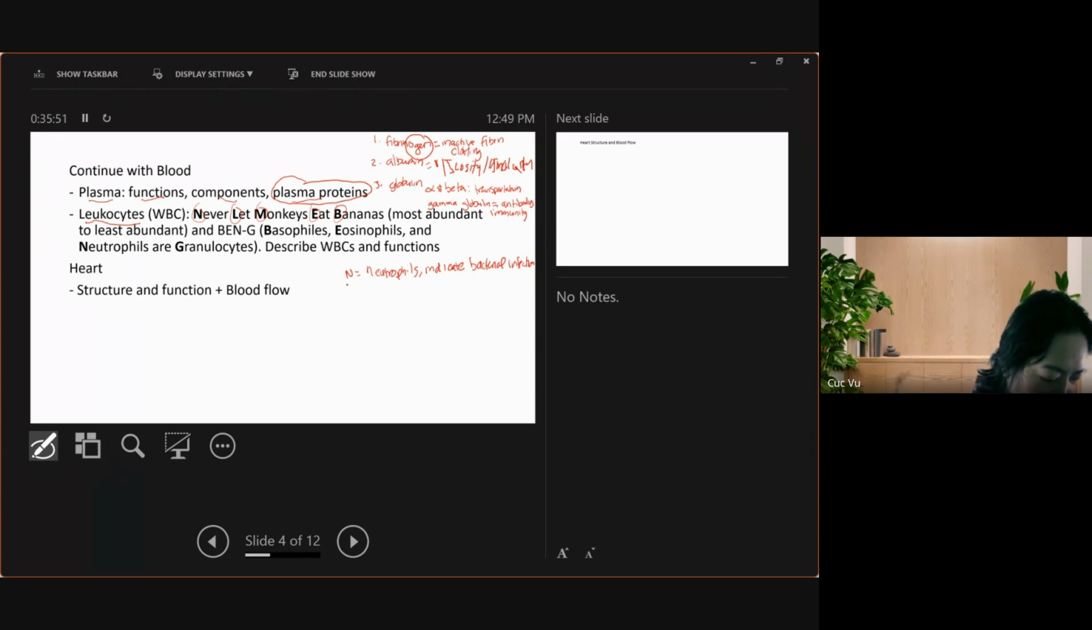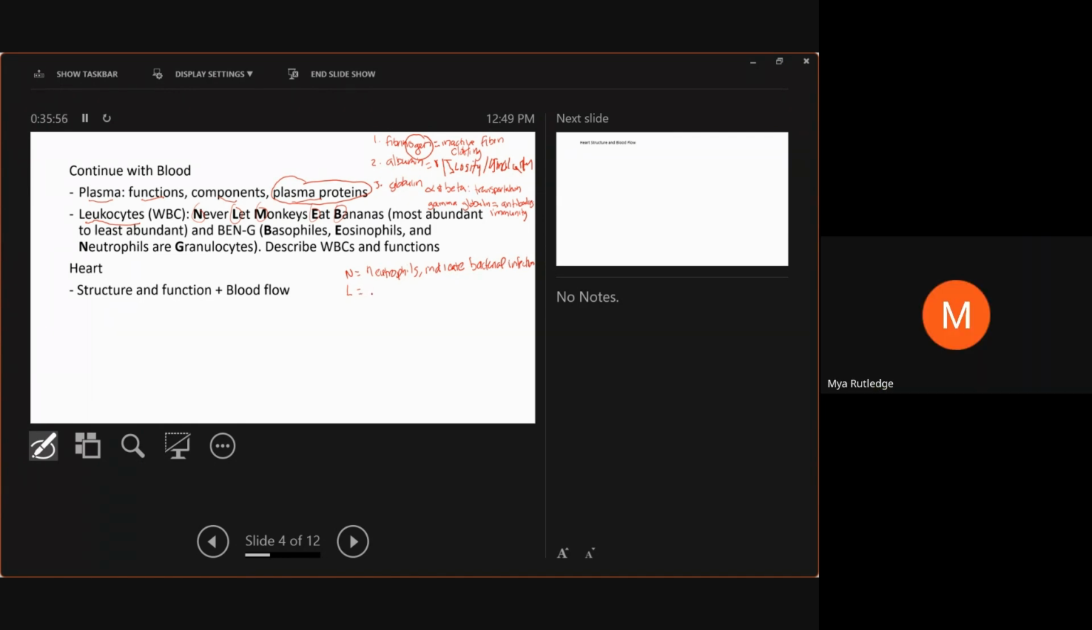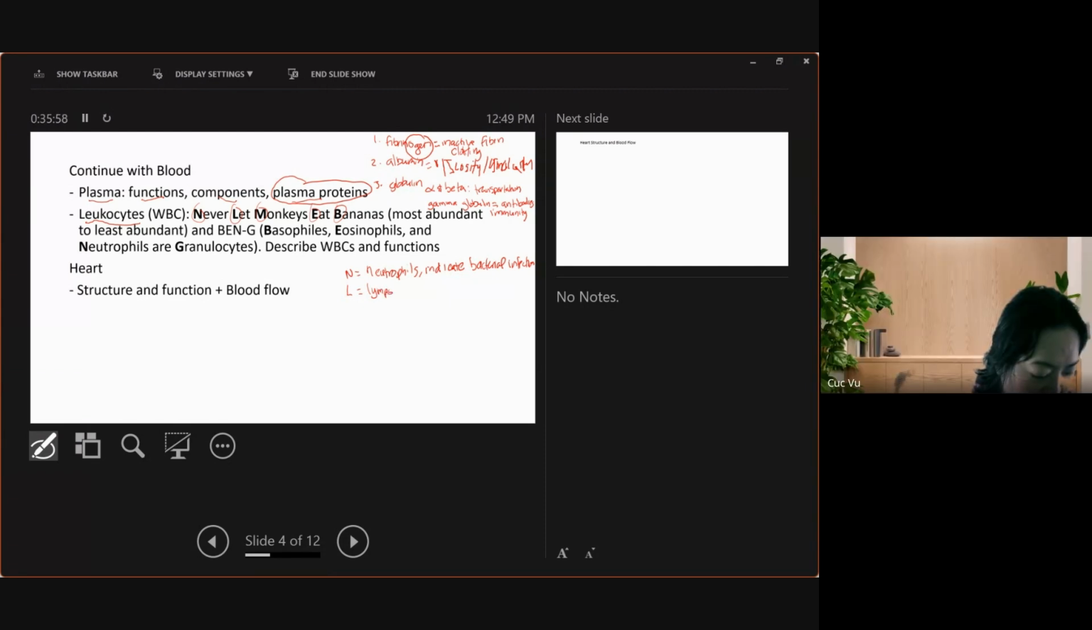Then you have L. L stands for what? Lymphocytes. Yes, perfect. Lymphocytes are like the main function of your white blood cells. Lymphocytes will become T lymphocytes and B lymphocytes. They differentiate and become various different types of cells that have various different types of function.